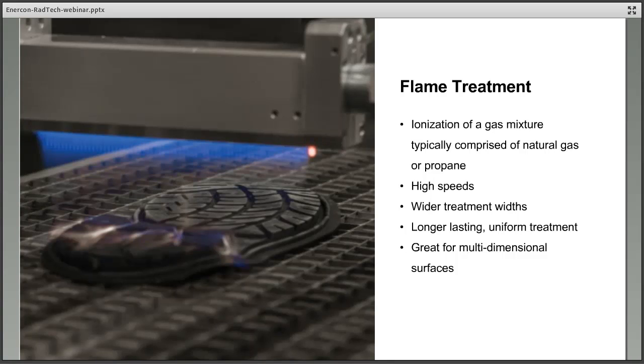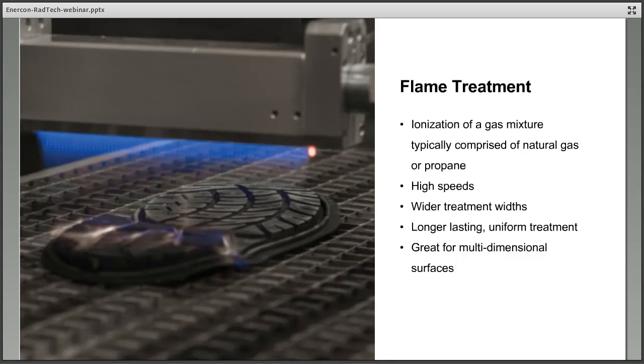But it also has a nice long-lasting and uniform treatment. So in a perfect world, you want to treat right before the bonding, the coating, or the ink is cured, but that doesn't always work in everyone's application. So if you're looking for something that could potentially treat and maybe need to sit off to the side for a few hours, a few days, you're always going to want to test this before committing to it. A flame treater is going to do a very, very good job of treating that substrate for a longer time.